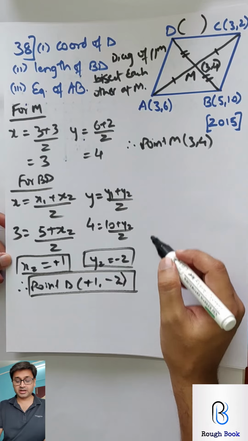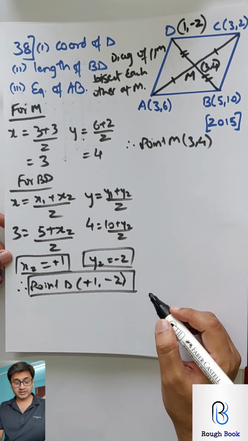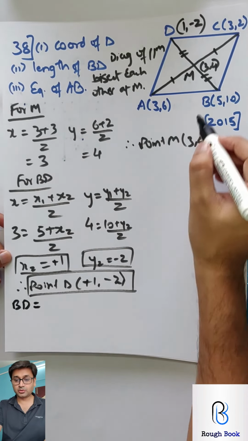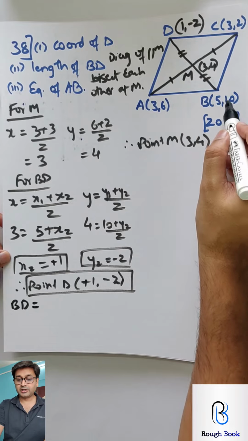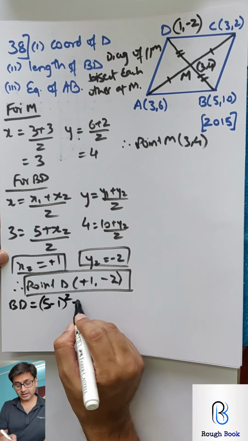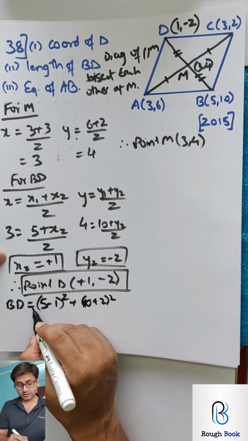Length of BD. Now that you got D as 1 comma minus 2, let's get the length of BD. So distance formula, so BD, y2 minus y1, B and D, x2 minus x1, so 5 minus 1 the whole square and 10 plus 2 the whole square under the root.